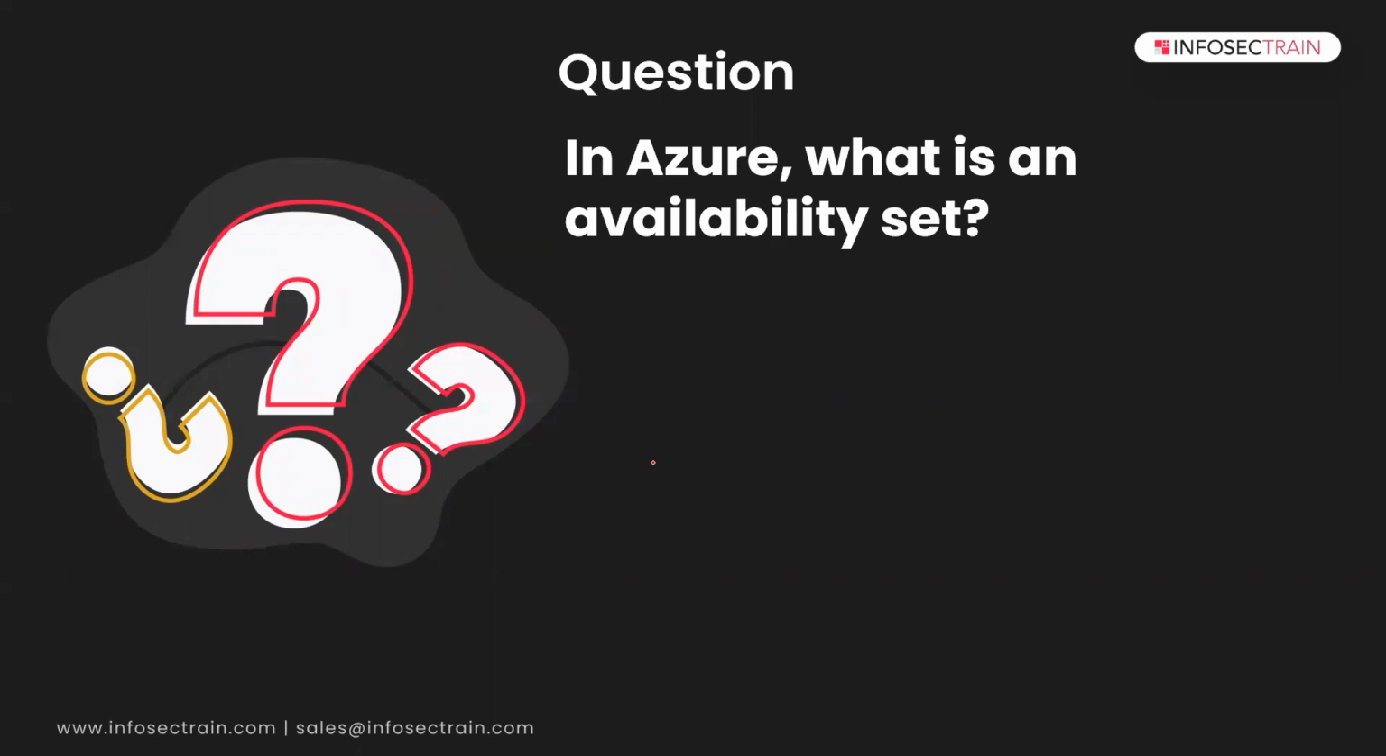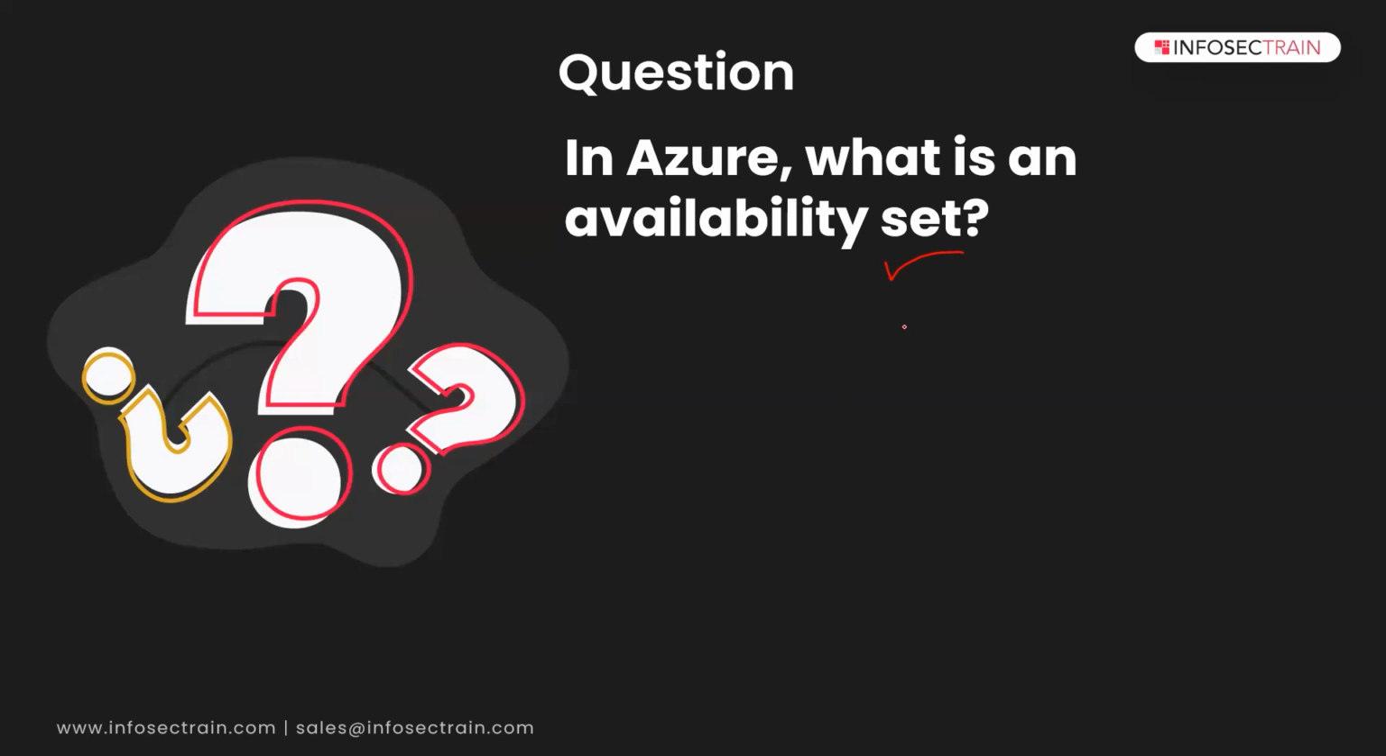First of all, as the name suggests, an availability set is used to make sure that your resource, your service, is available. How it is different and what it is doing, that you need to understand.